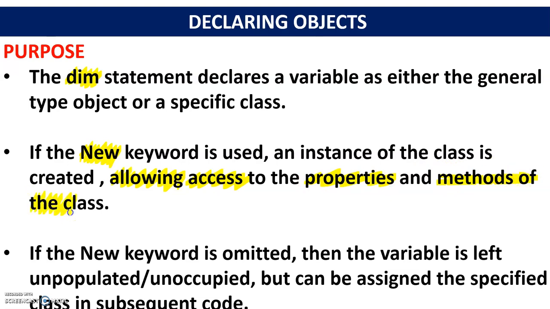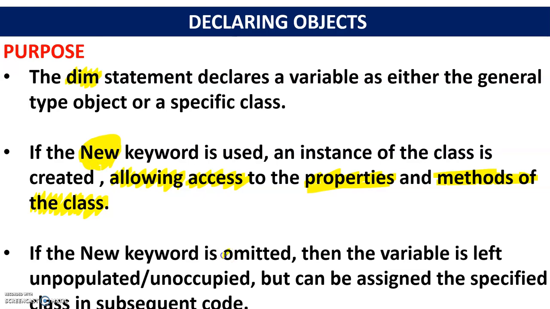It means if I have written New during the declaration of the object, then I can access all the properties and methods of that particular class. At that time it will behave exactly like an object. When I write New, it will behave exactly like the object.